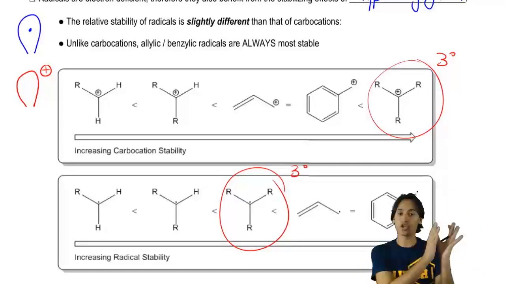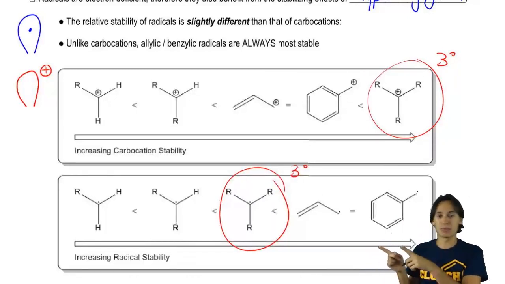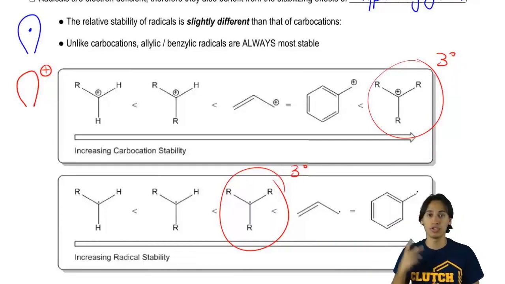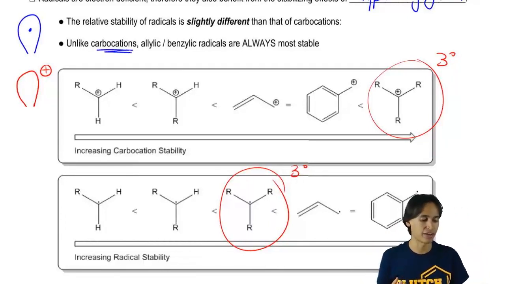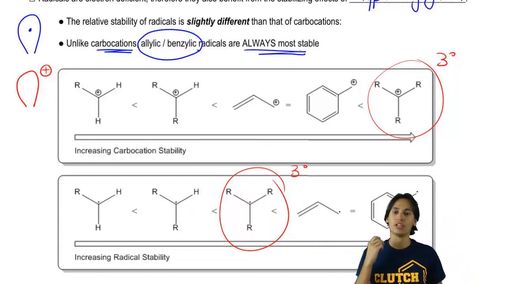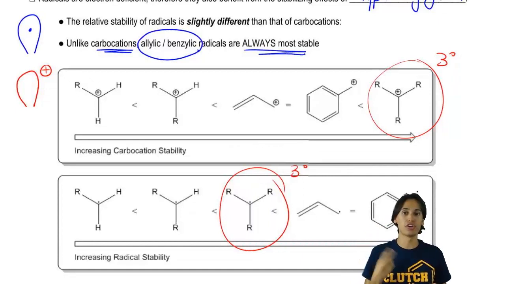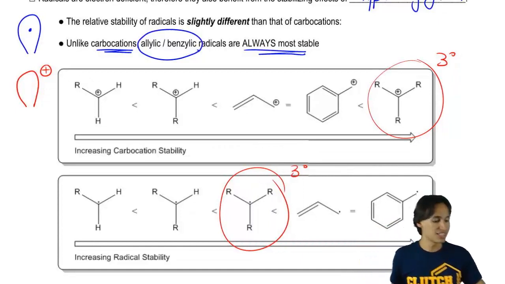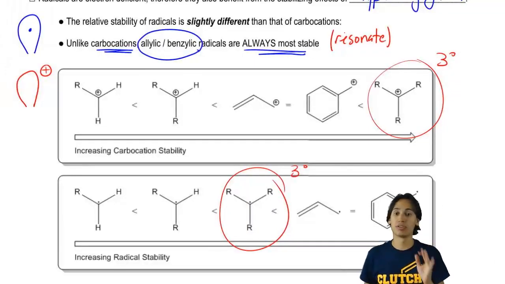It turns out that tertiary is the best type of carbocation that I can form. Okay? But it's not the best type of radical. I actually have a different type of radical here that's more stable. And that's because it turns out that unlike carbocations, allylic and benzylic radicals are actually going to be the most stable. Now, allylic and benzylic are just words to mean that you're next to a double bond or you're next to a benzene ring. So what that's saying is that if you can resonate, that's going to make the radical more stable than anything.